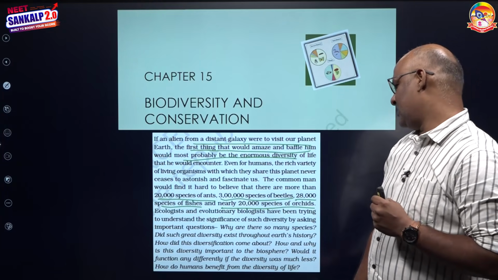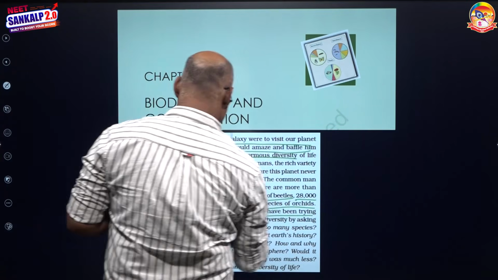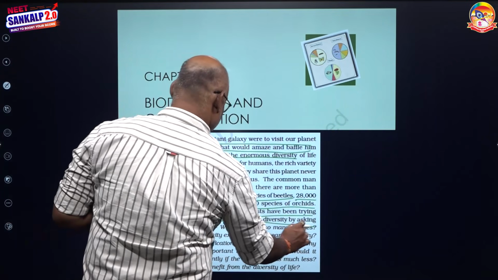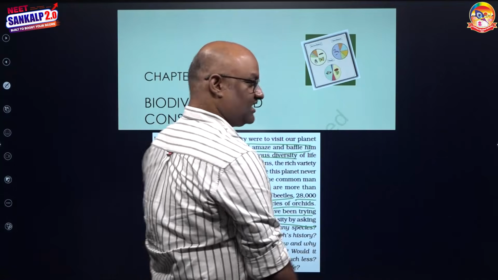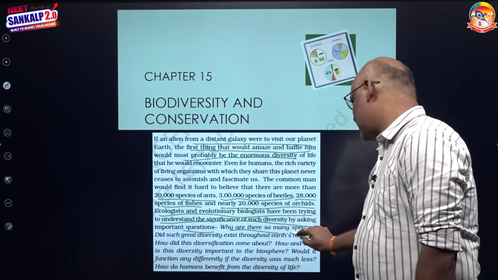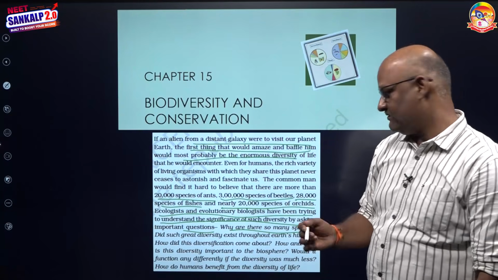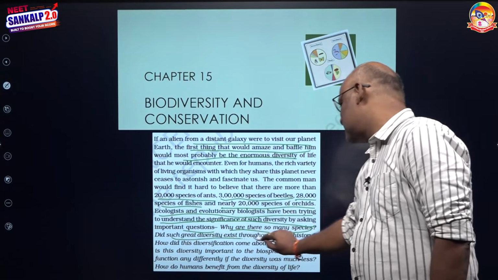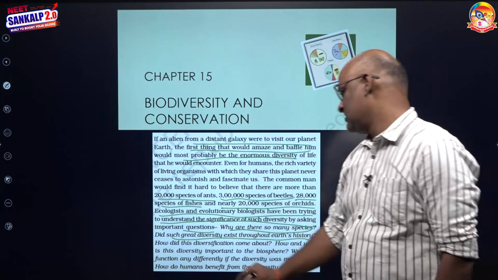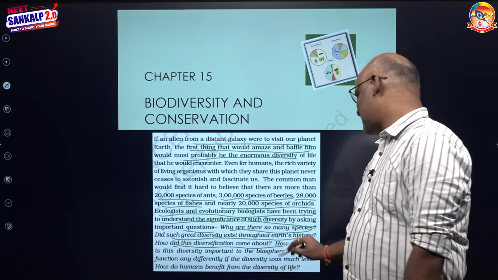Ecologists and evolutionary biologists have been trying to understand the significance of such diversity by asking different types of questions. Why are there so many species? Because there is an interdependence of different types of species, and species try to evolve. Did such great diversity exist throughout their history? No. How did diversification come about? Because of evolution, survival of the fittest.